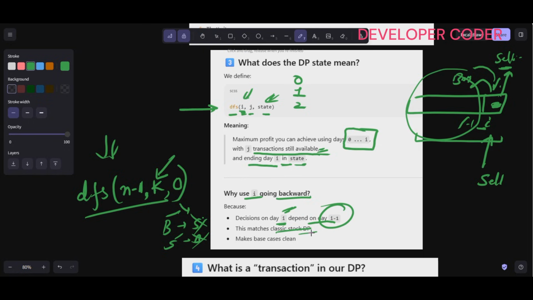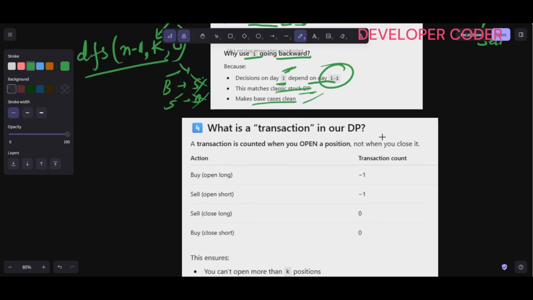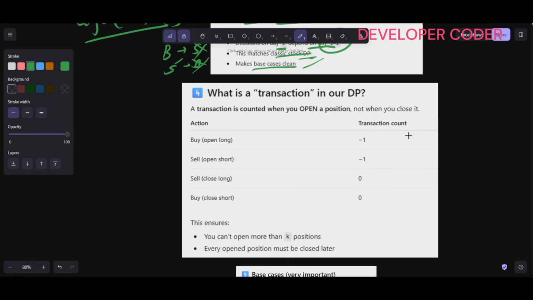This matches classic stock DP and makes base cases clean. So we will discuss these things when I'm going to do the dry run of example 1, and everything will be clear. So just some terms: what is a transaction in our DP?